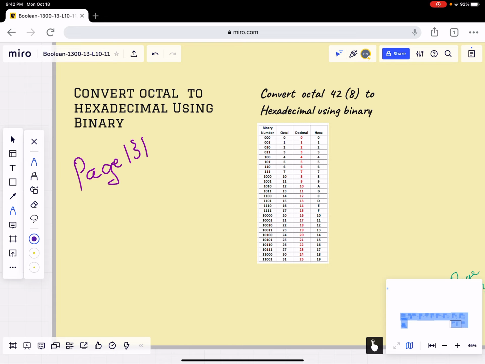Now, let's do another conversion from octal to hexadecimal using binary. So you got an octal number 42. So I'm going to write out 42. The octal number is 42.